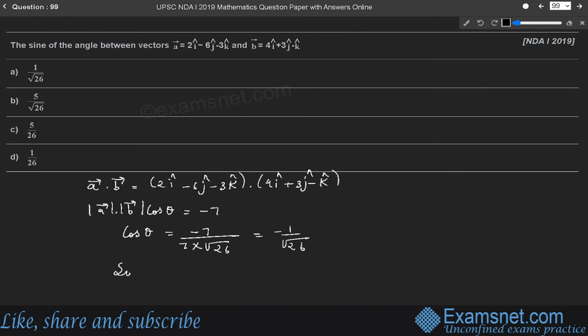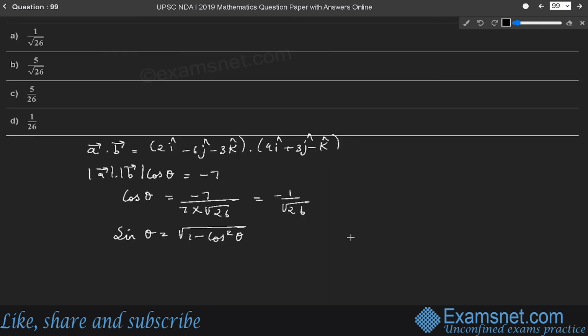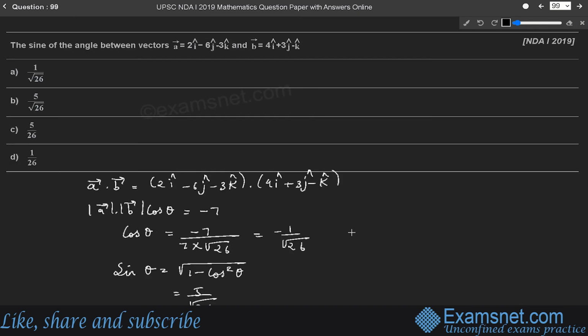Now, if cos theta is minus 1 upon root 26, sin theta will be under root of 1 minus cos square theta. So putting the values, we will get sin theta is equals to 5 upon under root 26. And we know that sin theta is the angle between the vectors and we have to find it. So in this way, we have found the value of sin theta, which is 5 upon under root 26. Therefore, the correct option for this question is option number B.